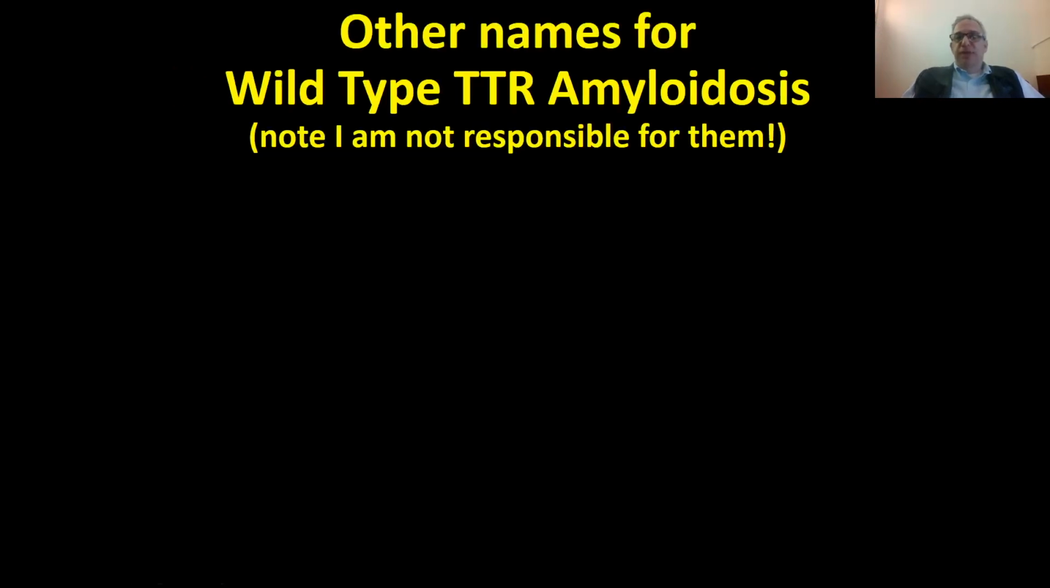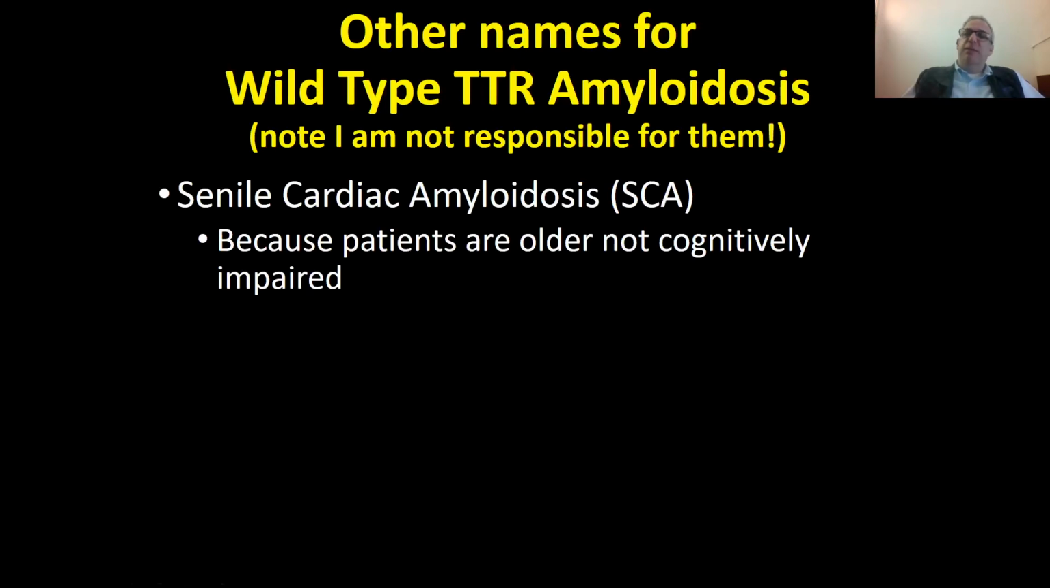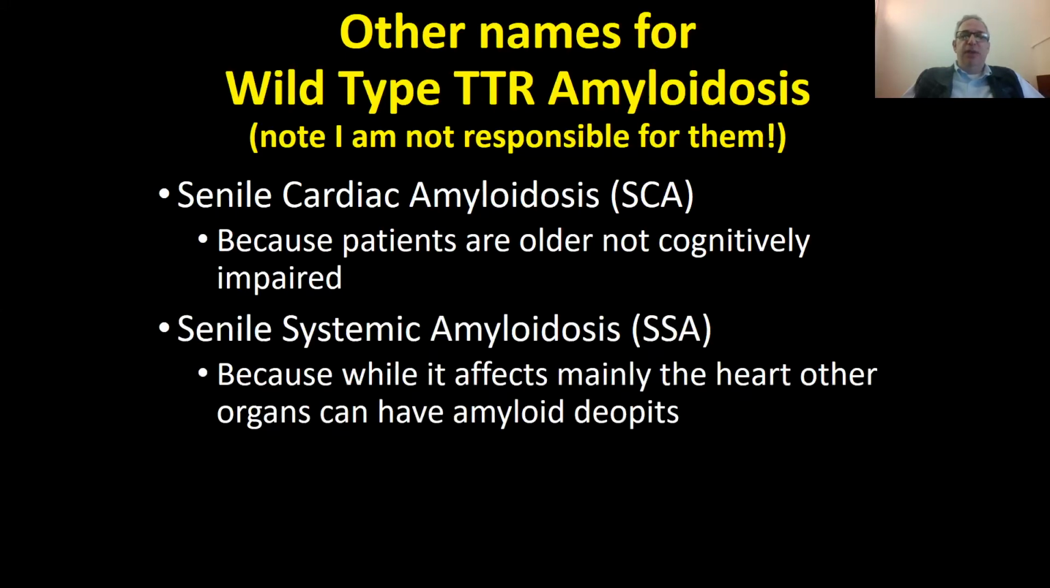There are other names for this condition. I don't make up any of these names, but these are the old names you may read in the literature. People used to call it senile cardiac amyloid, not because anyone's cognitively impaired. Senile just means an older adult, but that's how doctors describe things. They also called it SCA, or senile cardiac amyloid.